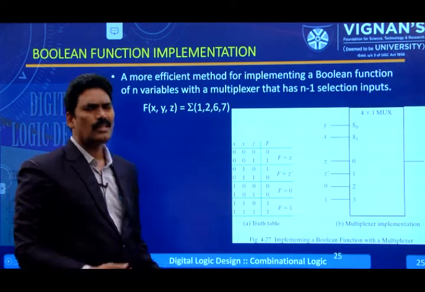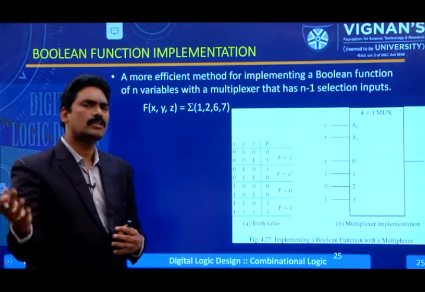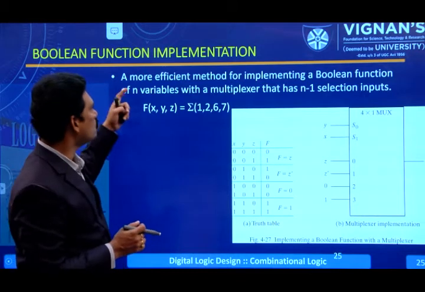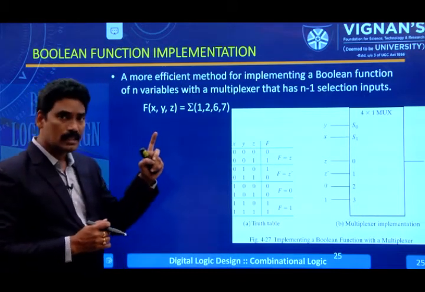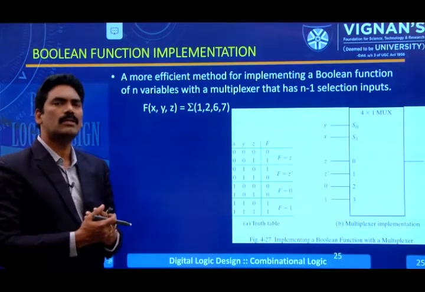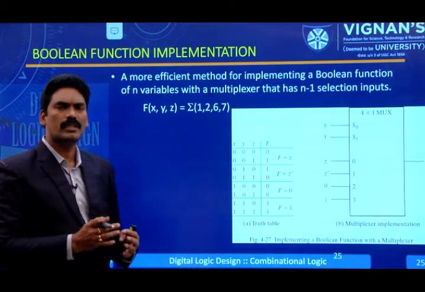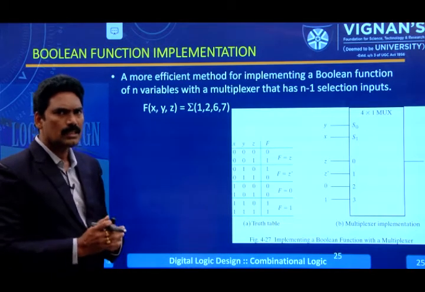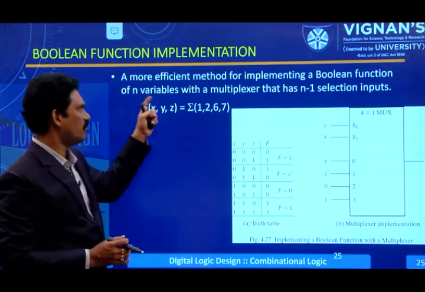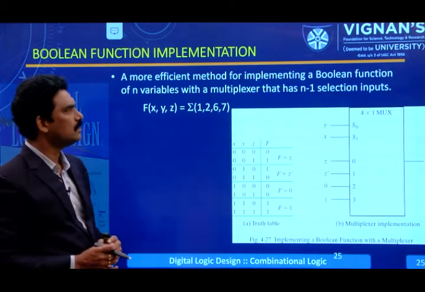And now, what is the advantage of this multiplexer? We are going to discuss the applications of multiplexer in detail, but the main advantage is that a more efficient method of implementing Boolean functions is possible. This is one of the advantages of this multiplexer. A more efficient method of implementing a Boolean function of n variables is with a multiplexer that has n minus 1 selection inputs.